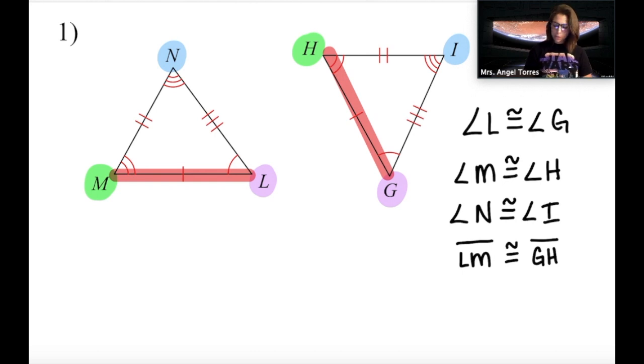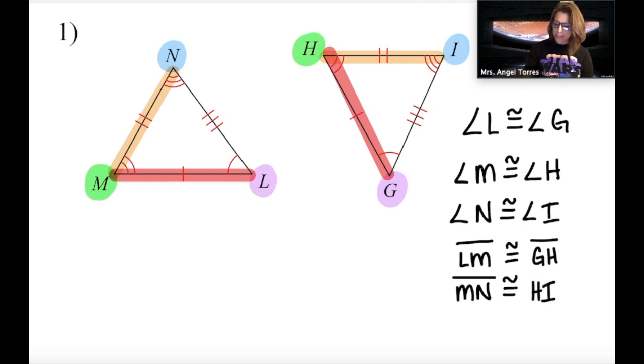Continuing on, in the first triangle, I noticed that side MN has 2 tick marks, as does side HI. So those are also congruent. Side MN is congruent to side HI or IH?